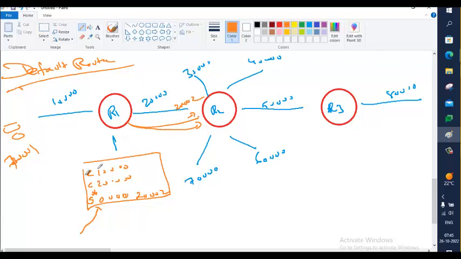Any destination for which there is no route, for those destinations, this is where the packet will get matched. This is the route, static default static route. So default static route avoids writing too many routes which have got the same gateway. Too many destinations which have got the same gateway.